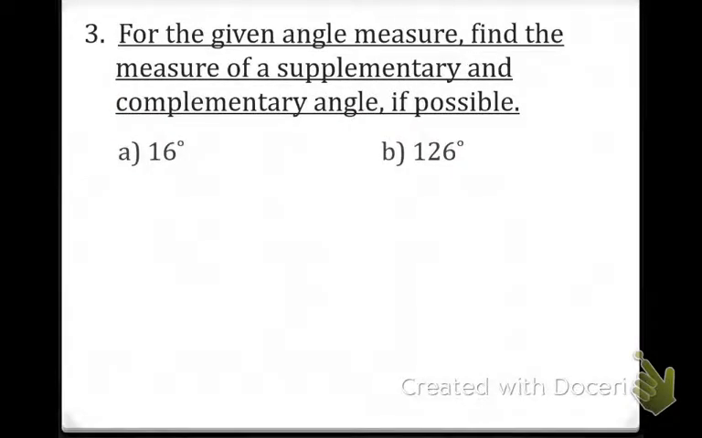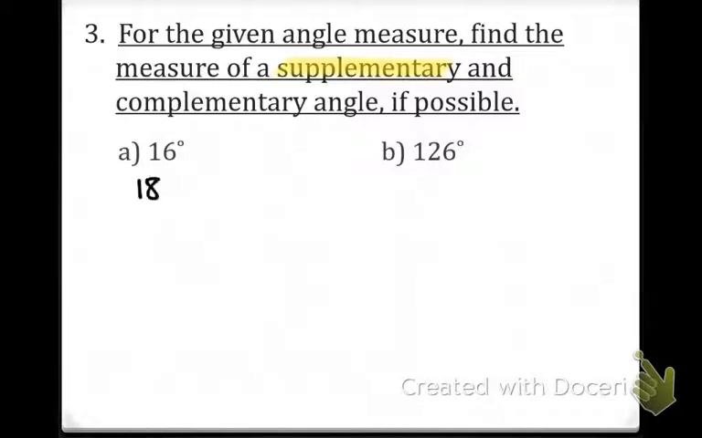So for the given angle measure that they give you here for A and B, you're going to find the measure of a supplementary and a complementary angle if possible. The first thing we're going to look for, because the instructions ask us for a supplementary angle first, is the supplementary angle. How many degrees are in supplementary angles? 180. So if I know one of the angles is 16 degrees, how do I figure out what my other angle is? You subtract what?